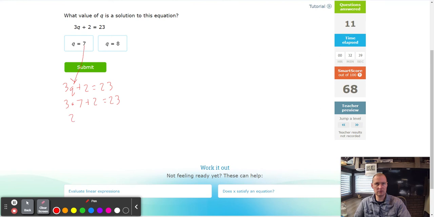3 times 7 is 21 plus 2 equals 23. And 21 plus 2 is 23 equals 23. Beautiful. So 7's going to work on this one.